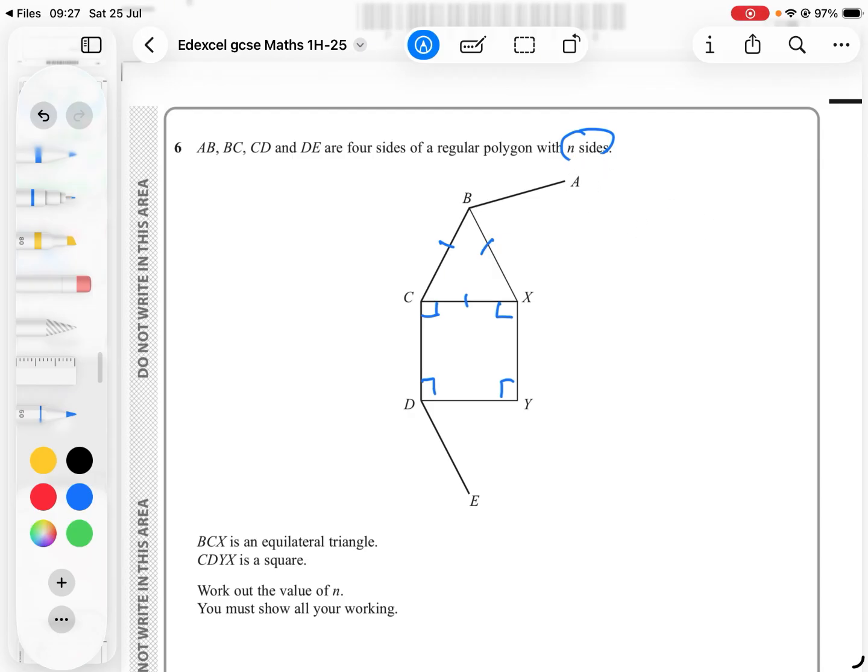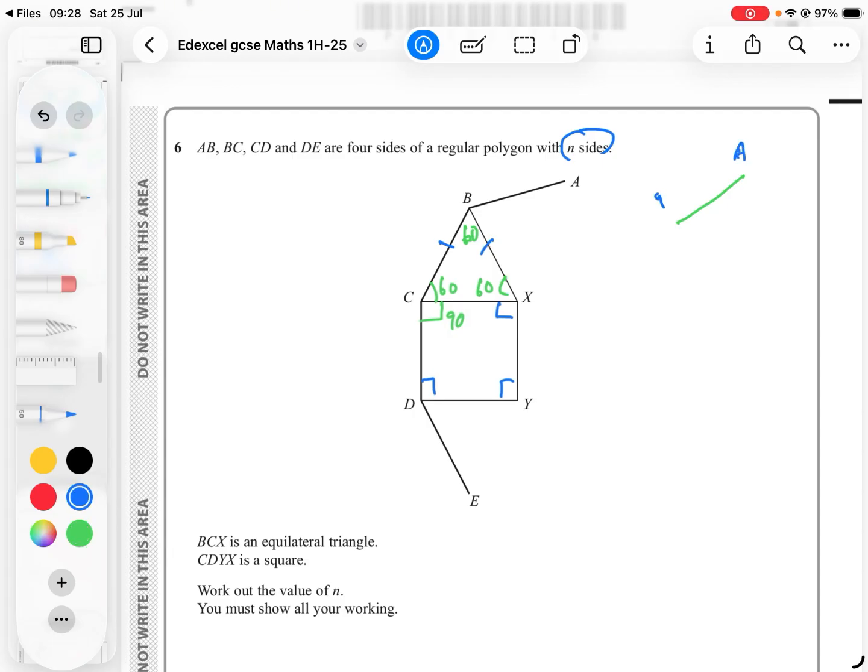First of all, this one is an equilateral triangle, so this angle is 60. This one 60, this one 60, because equilateral triangle angles are equal and add up to 180. Of course, this one is a square, so this one is 90. So this polygon has interior angle 150.